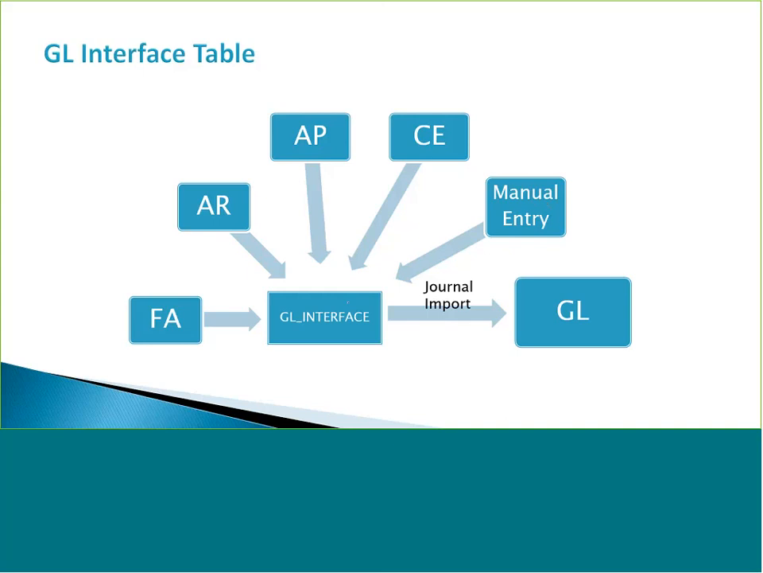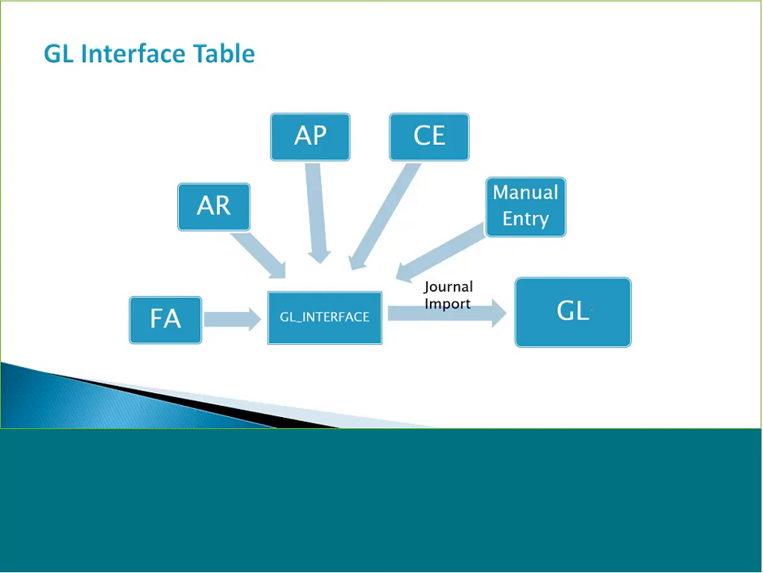All right. So all information, whether it's from fixed assets module, accounts receivable, accounts payable, cash management, or manual entry, it is first sent into the GL interface table. Okay. Why does this happen? The information that is sent to the GL interface table, before it is transferred to the general ledger tables themselves, to the general ledger, has to be validated. It has to be checked whether it is correct.